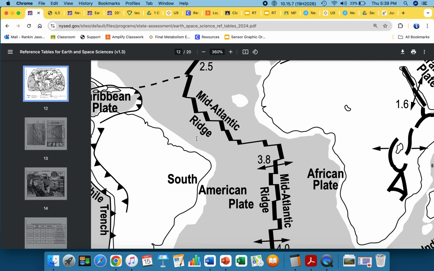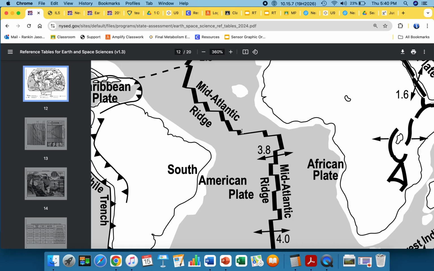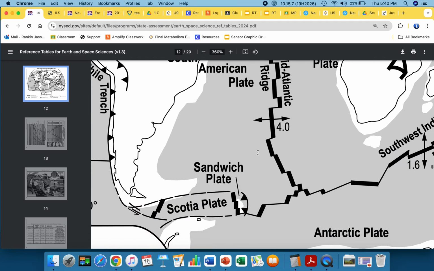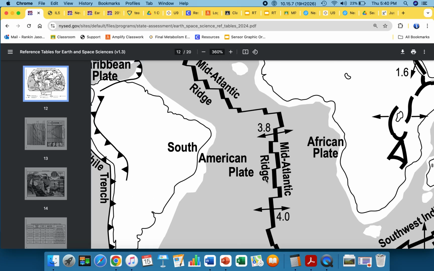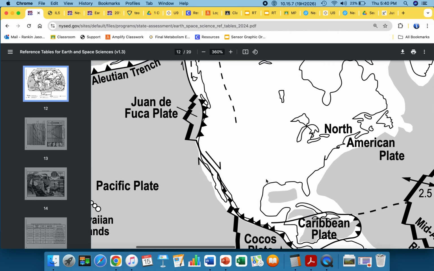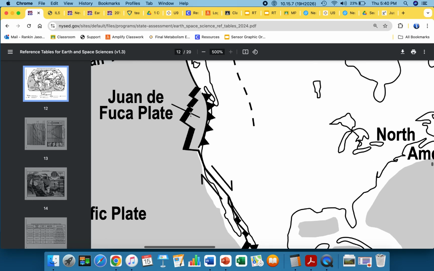Some of these are pretty long, like this is pretty long. Here is a ridge, here's another ridge, and then here is the transform fault between those two offset ridges. Some of them are pretty close. Like, maybe these two are kind of close.